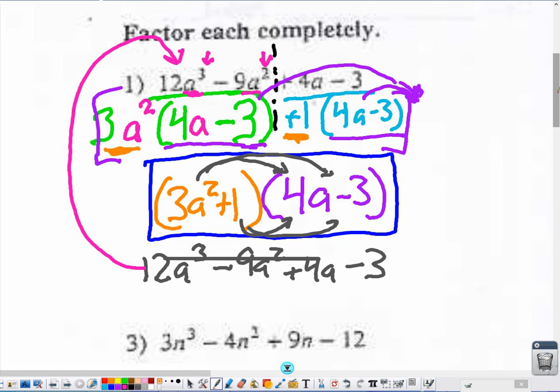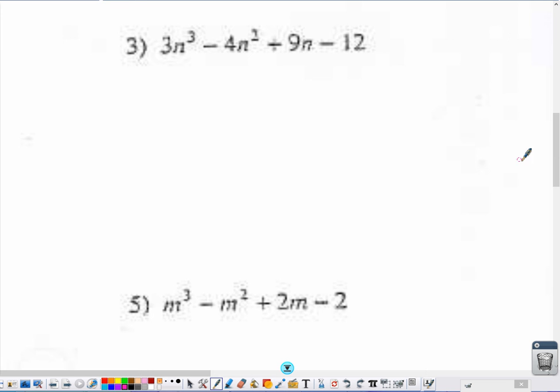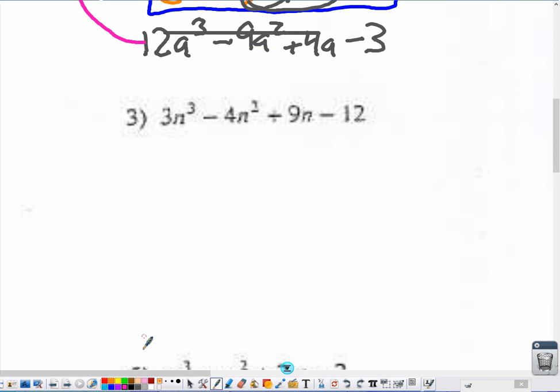So what I'm going to do now, I'm actually going to scroll down and do number 3 because I'm too lazy to scroll right. And I'm going to show you one more example. So we are going to cut into 2 different groups. And if you notice, I cut to the left of that plus sign. And I have one group that is 3n squared minus 4n. And the other group, 9n minus 12.